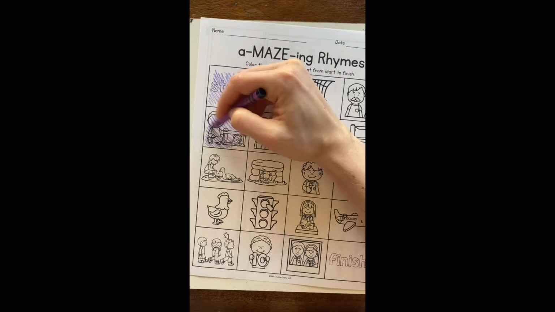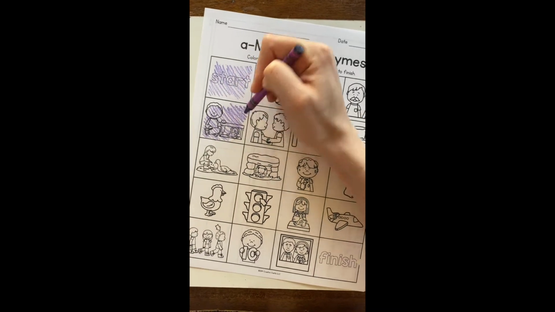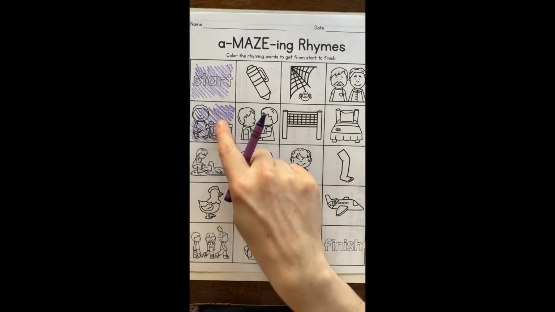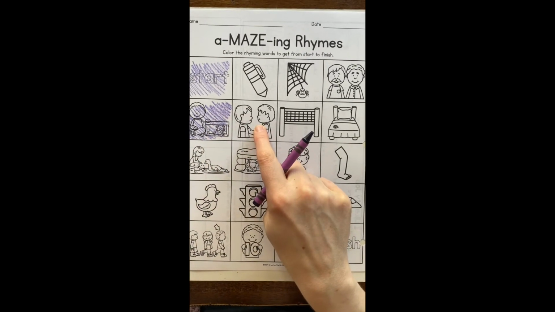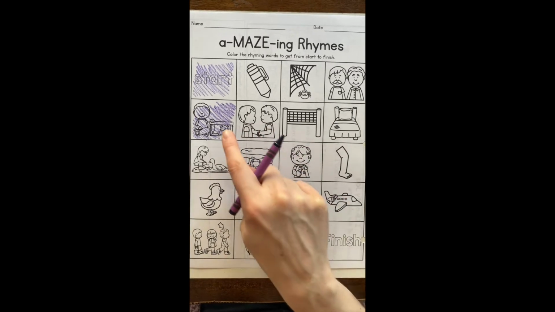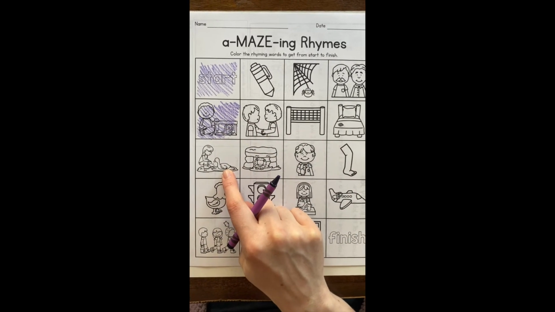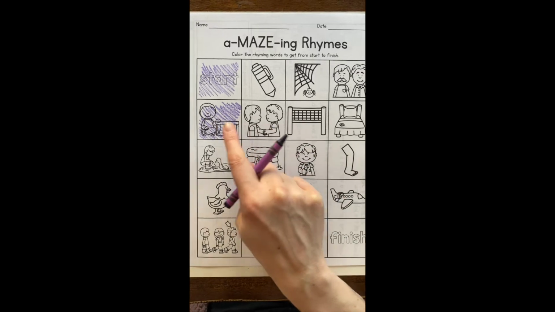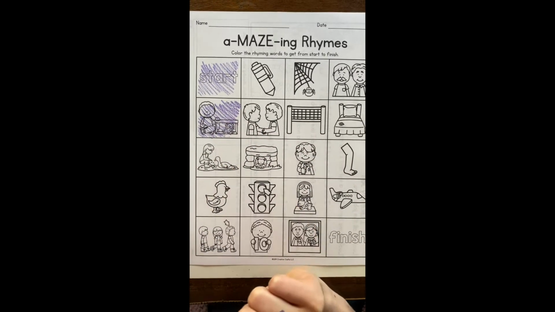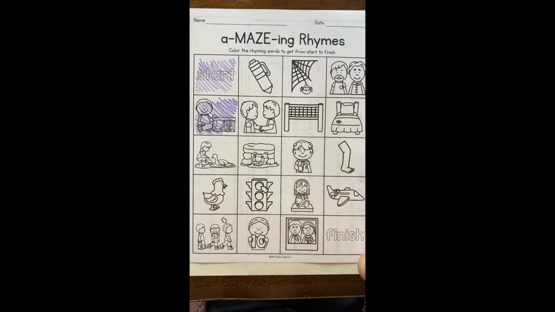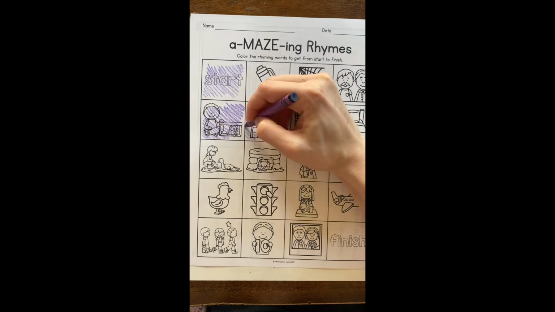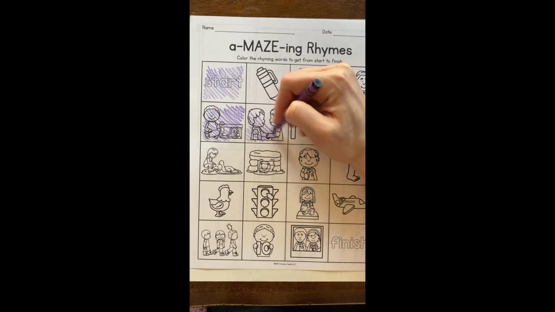So now we need to go from pet and we need to find a word that rhymes with pet. So it either can go down or next to. So this next to him is the word met, and this is the word fed. Met or fed, which one rhymes with pet? Met, right? Pet, met. So we're gonna color the word met.